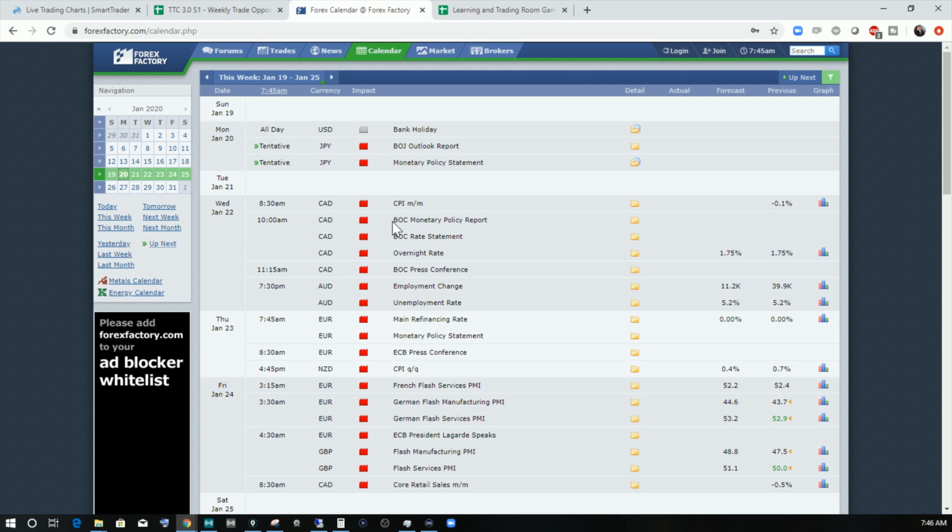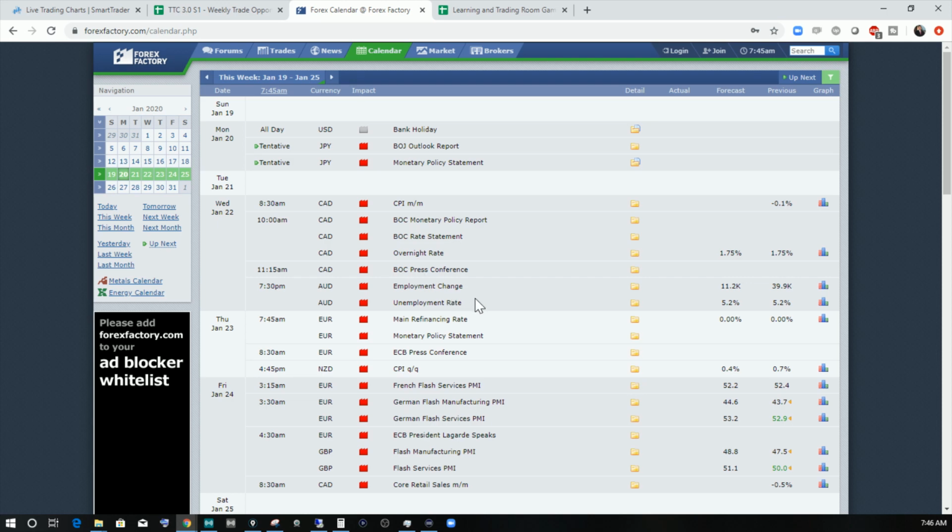We've got the Bank of Canada rate statement and the overnight rate taking place at 10 a.m. tomorrow morning. You need to pay attention to that. We'll take a look at the technicals based on the Canadian dollar and also US oil. We've got the Bank of Canada press conference taking place about an hour and a half after that data is released.